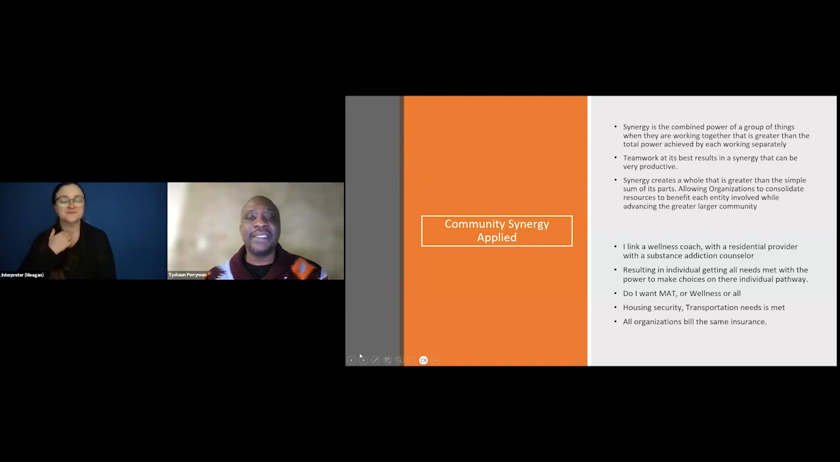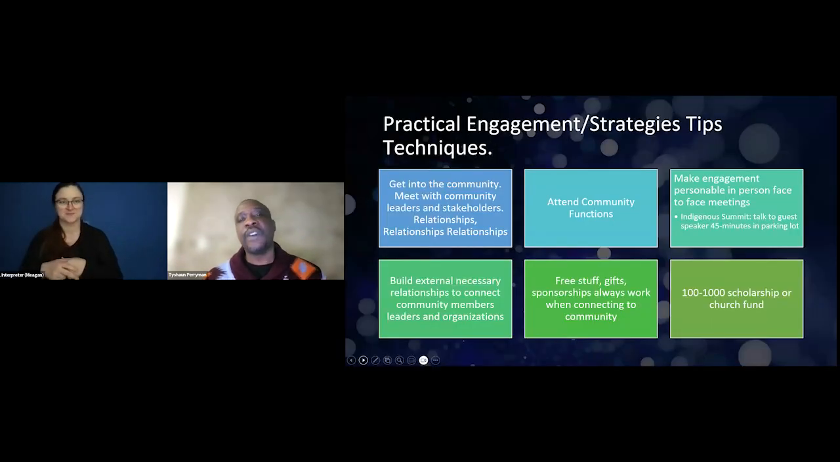I link a fitness and wellness coach with a behavioral substance addiction clinic and a residential provider together. When a prospective client walks into the behavioral health clinic, they can choose to get medication for addiction treatment, substance use counseling, fitness and wellness support, and housing security. Synergy is made. All independent parties involved benefit by billing the same insurance.